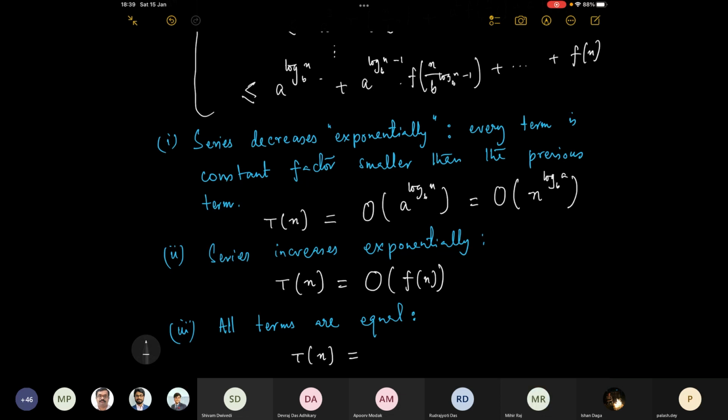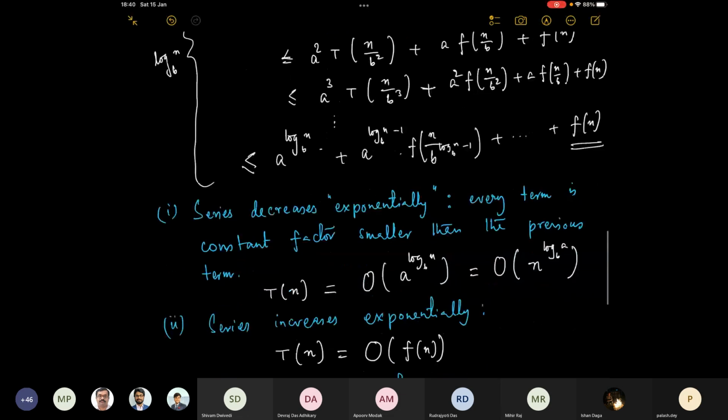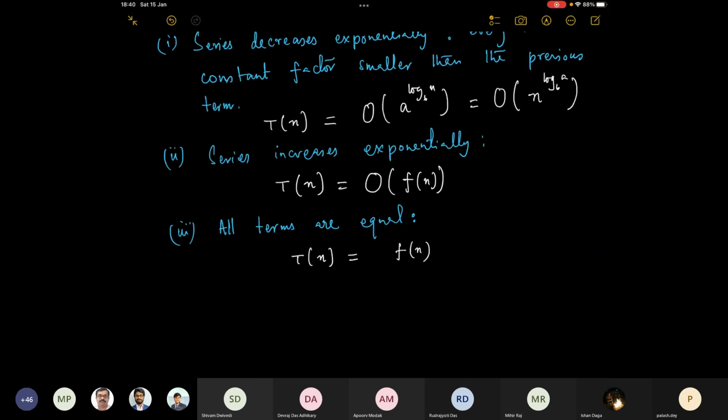Correct. Take any term of your choice because all terms are equal. So the cleanest term is Fn, the last term. Let me take that. Fn times the number of terms. What is the number of terms? It is the depth of this expansion, which is log n base b. So it is Fn times log n base b. Base b I don't need to write because I'll put big O notation.